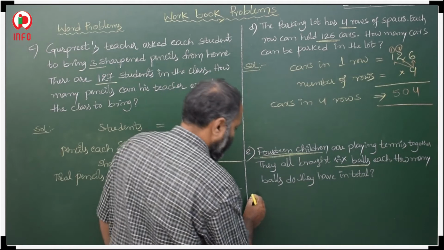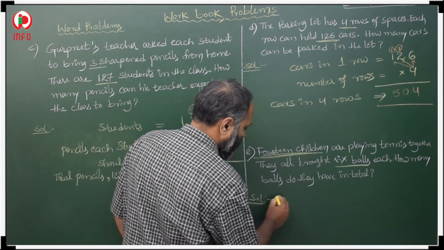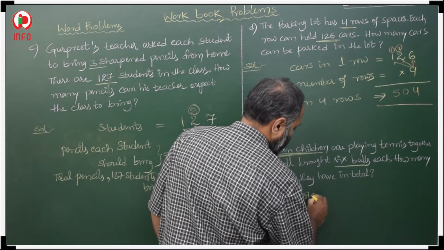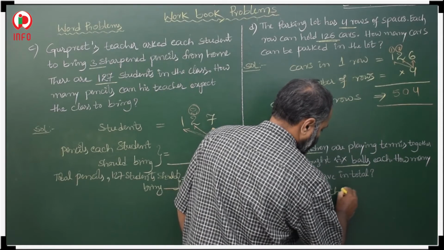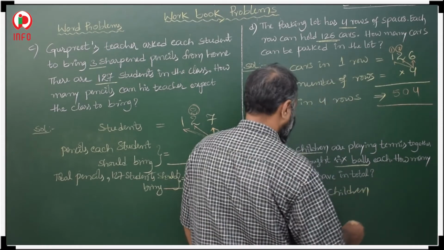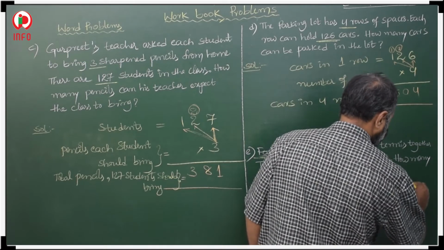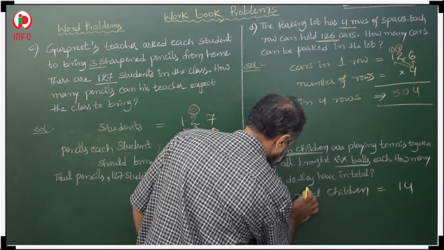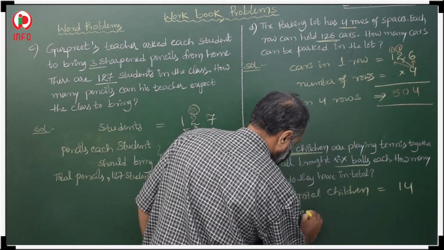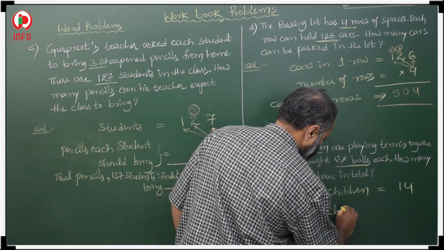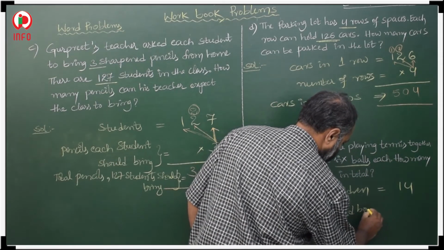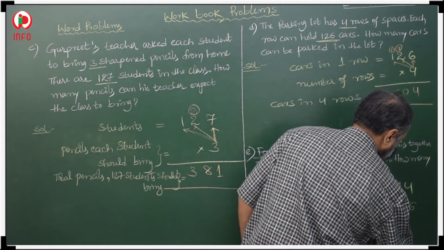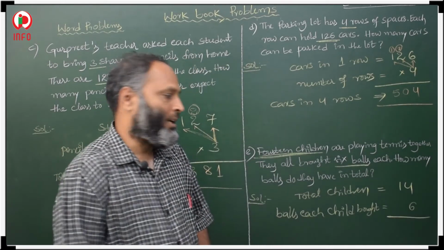So here, total children. How many children were there? 14. Balls each child brought. How many? 6 balls. Then total how many balls is he asking? It means we have to multiply.